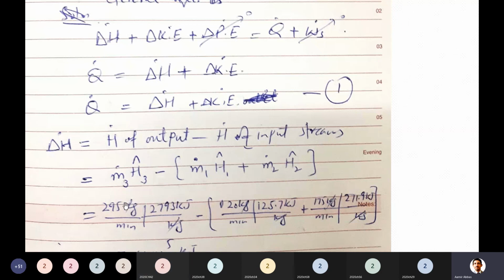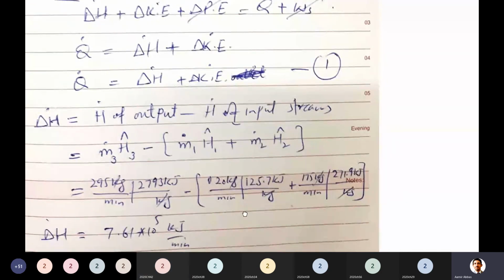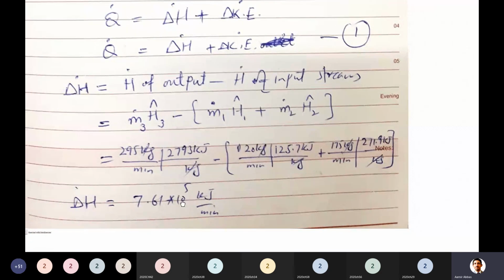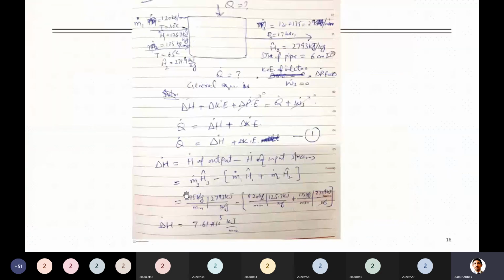Okay, good. So here you have flow rates as well as enthalpies, so nothing to do except put in the values and do simple mathematics. I have just put all the values along with their enthalpies, which are given in the question, so you can just find del H here. So that's the first step, to find del H.